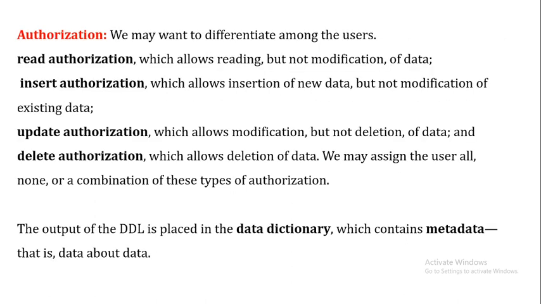Okay. Next we have authorization. This is very important. If we give an authorization to any user, then what are the things that any user can do? We can differentiate the users based on this authorization. So what are the authorizations that we can give to the users? It may be read authorization. What this read authorization does is that it allows only reading the content of the database, nothing more than that, no modification can be done.